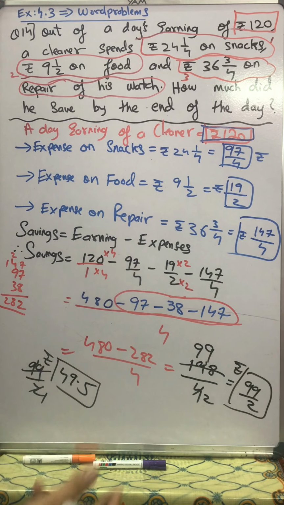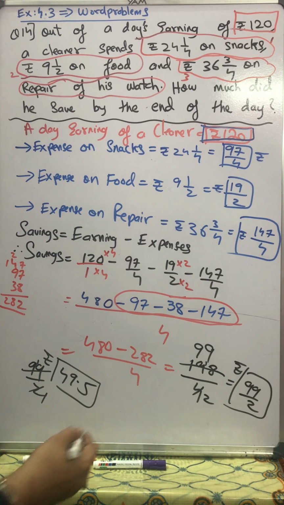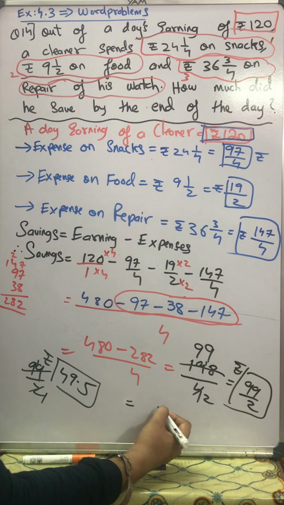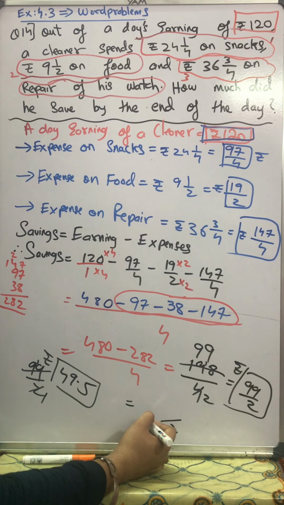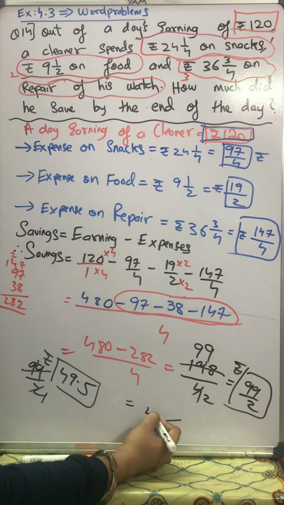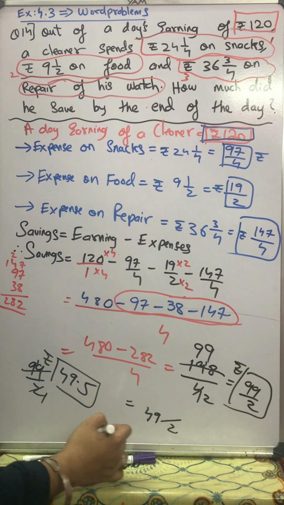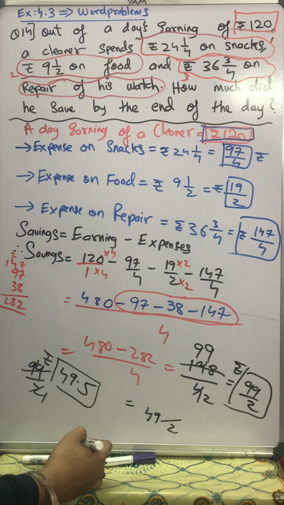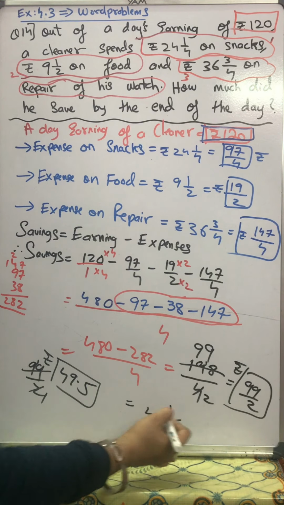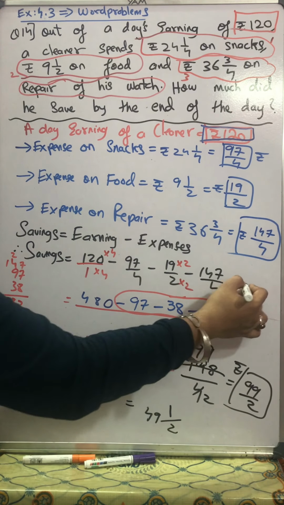49 twos is 98. Denominator remains the same. So 2 49s are 98, plus 1 becomes 99. I'll show you here if you want.